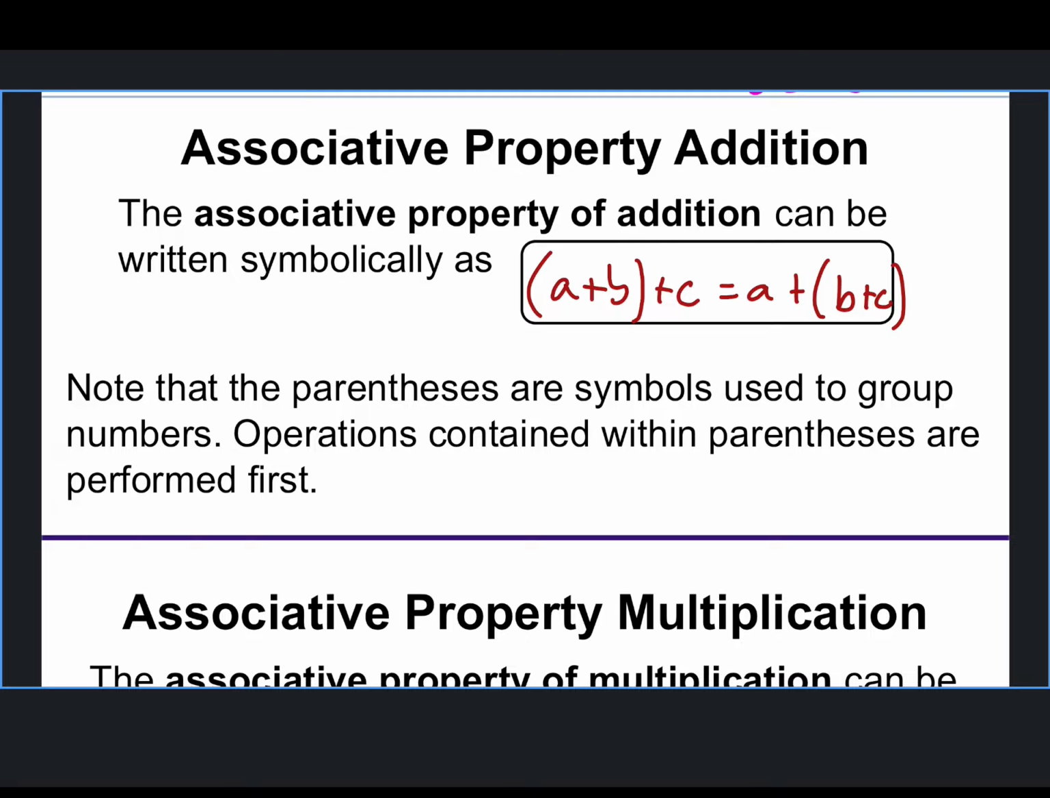So I can regroup them using parentheses. I want you to note that the parentheses are symbols used to group numbers. The operations that we have within parentheses, we always do those first. Why do we do that first? It could change the outcome. In this case, we see that it does not. Let's think big picture. Think about order of operations. Does anyone know order of operations? Yes, P-E-N-D-A-S, and what does the P stand for? Parentheses. So grouping symbols. We always do those first.